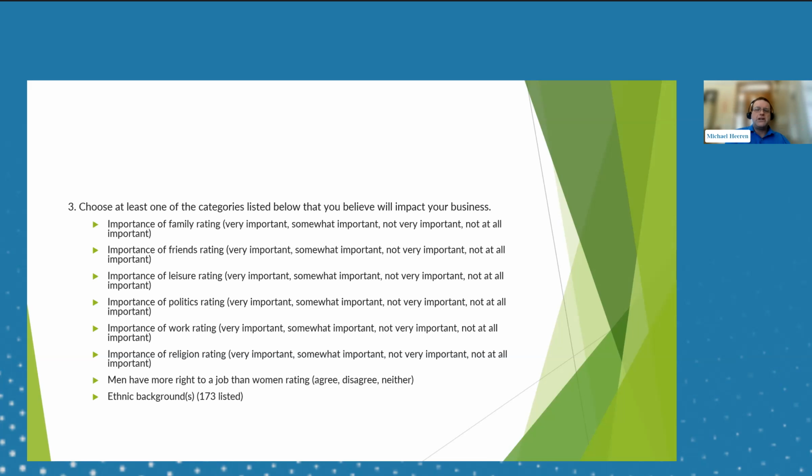And what's really cool is that they get to choose which of these is important to them and their particular type of business. I also have different ethnic backgrounds at the bottom. I found it interesting that there were 173 different ethnic backgrounds when I got that data from the World Values Survey location.